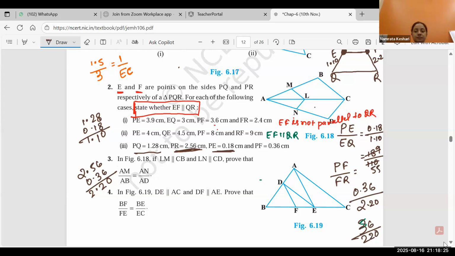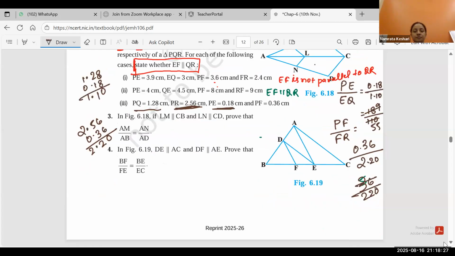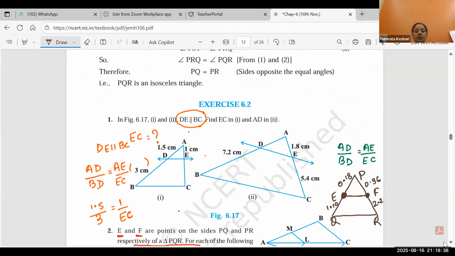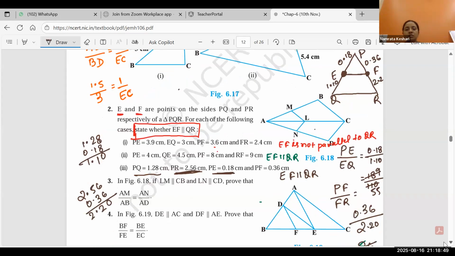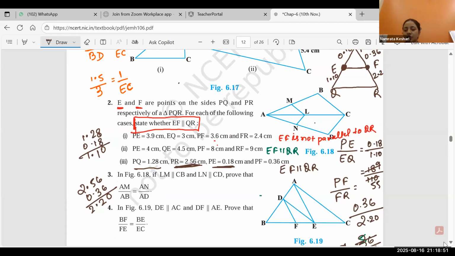9/55. Yeah, it's same. Okay, parallel. According to subpart 3 as well, EF is parallel to QR. Is it clear to all of you what we are doing over here? Just the basic calculation we are doing. Okay, nothing else. Still, we have not started solving the questions properly.